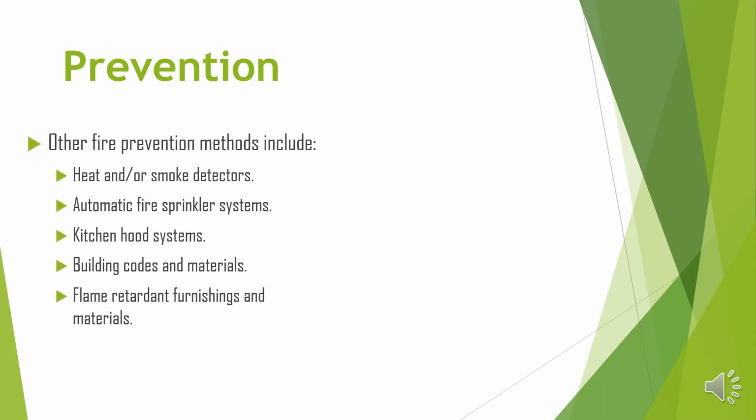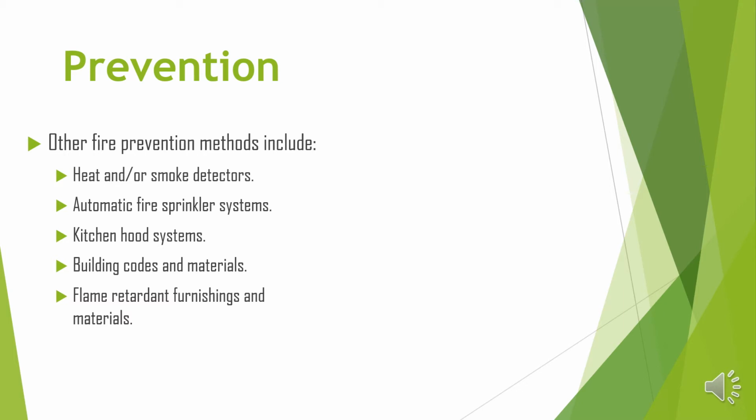For prevention, other fire prevention methods include the heat and the smoke detectors. We have to detect them. We have to do PPM for them. So the heat or the smoke detectors, if they are working well, they will alarm you that, take care, there is something wrong in that place.